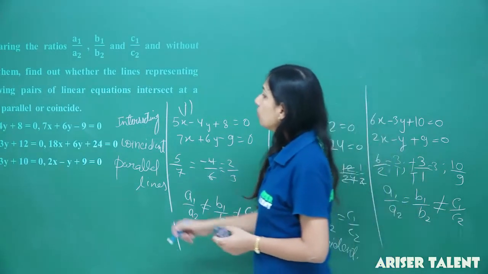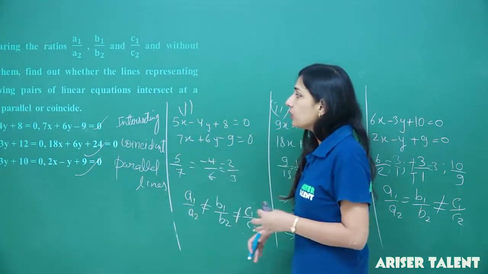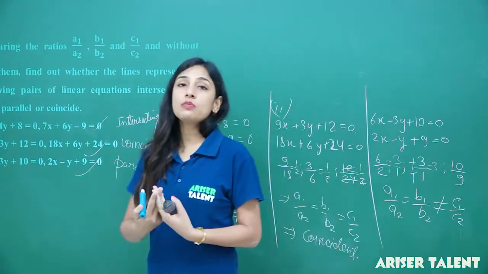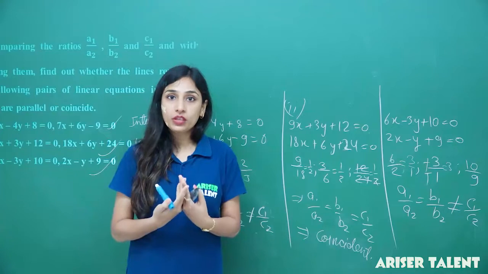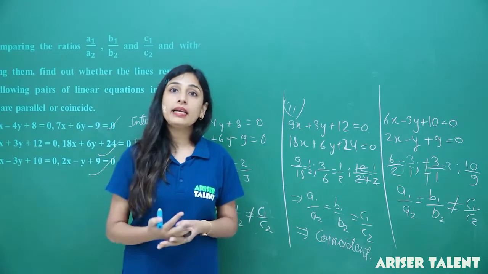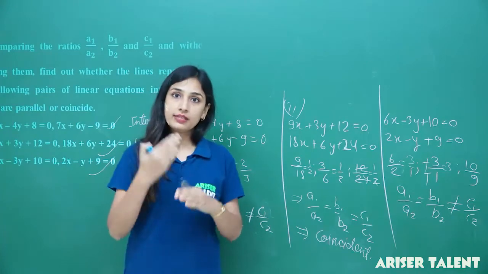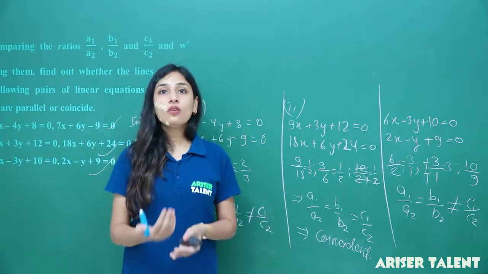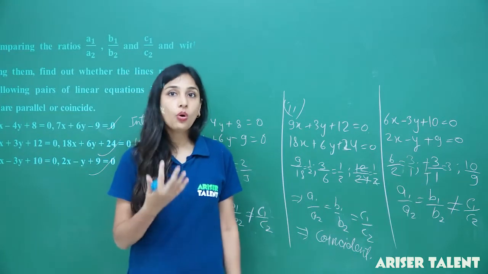So, understood this one and this equation. Now you have understood that just by looking at a particular equation, you may know the property of the equation. Property means whether they are intersecting, parallel or overlapping, how they will behave in the graph. You can tell by just looking at the ratios, okay students.